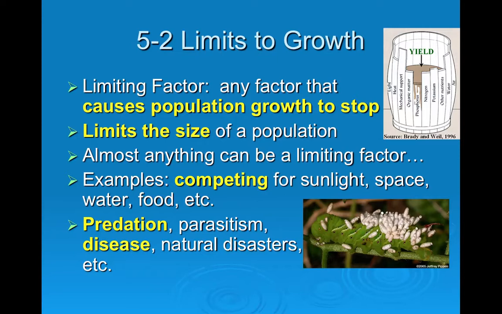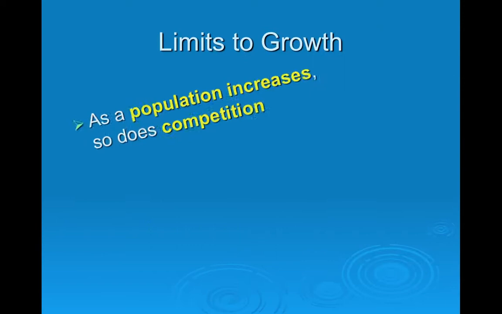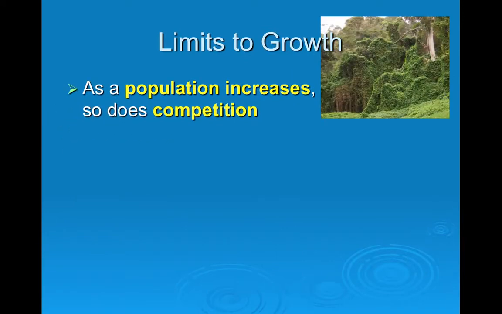Competition is a limiting factor because you have many organisms in a very dense population who are competing for lots of different things. For example, trees could be competing for sunlight. Almost any organism competes for space, water, food, nutrients, etc. Predation, parasitism, disease, natural disasters are all examples of limiting factors that are going to decrease a population size. So let's talk about what things actually reduce a population size. As populations increase, you also have competition over the limited resources that are available: sunlight, food, water.